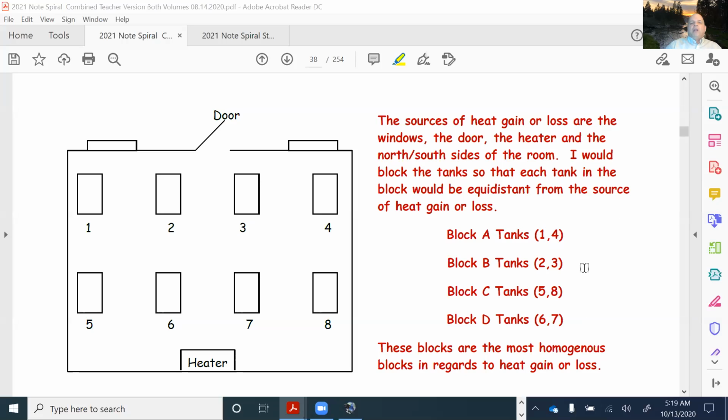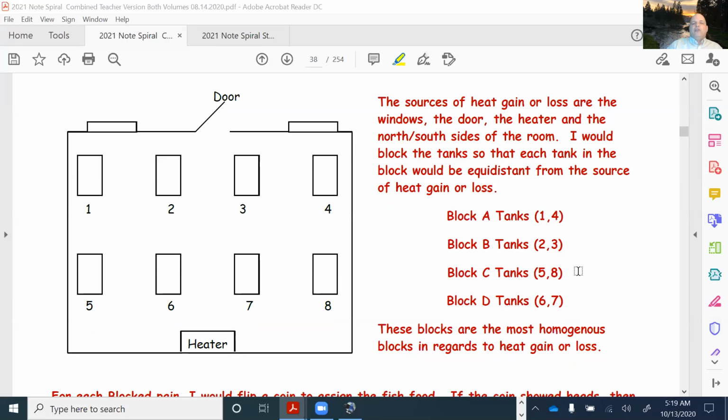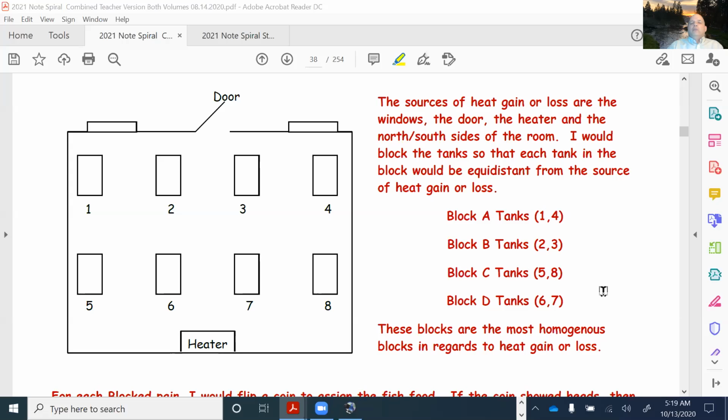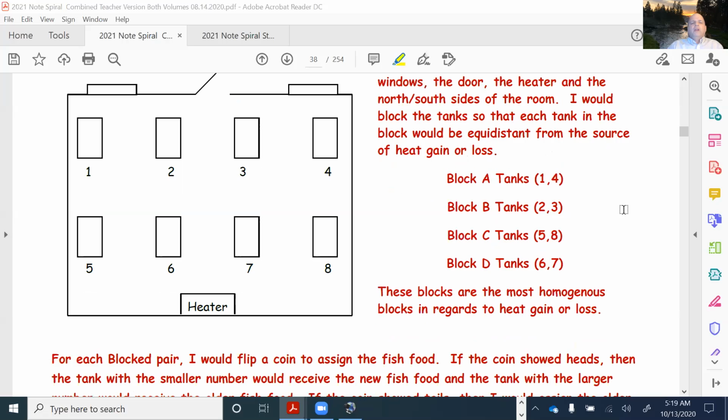So I've explained my blocks. I just listed them nicely. And it's really important that you make a nice list of it so it's easy for someone to find. These blocks are the most homogeneous. I could have said similar blocks in regards to heat gain or loss, because remember, we want to be similar when we block. We want all freshmen in a group, all sophomores in a group, all juniors, all seniors, etc. So we want them to be similar on a similar variable.